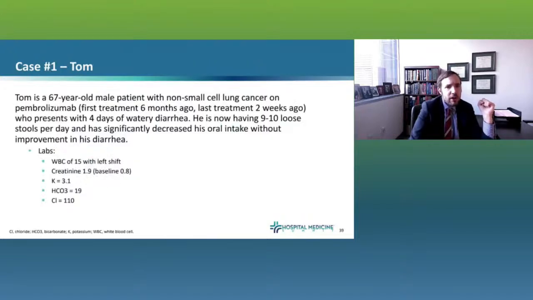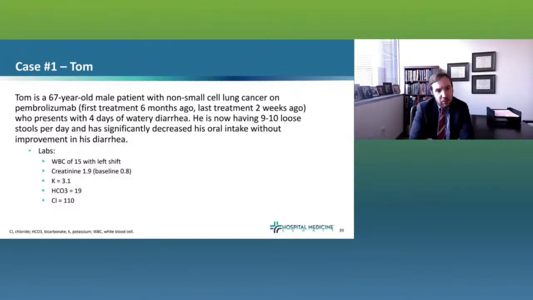We have Tom here. And I'm going to go ahead and read this off for you guys, and we will answer the questions. Tom is a 67-year-old man. He has a history of non-small cell lung cancer. He's on pembrolizumab or Keytruda, a PD-1 inhibitor. He got his first treatment 6 months ago, so he's been on it for a while. And his last treatment was 2 weeks ago. He presented with 4 days of watery diarrhea. He's now having 9 to 10 loose stools per day and has significantly decreased his oral intake without improvement in his diarrhea. The guy is sick.